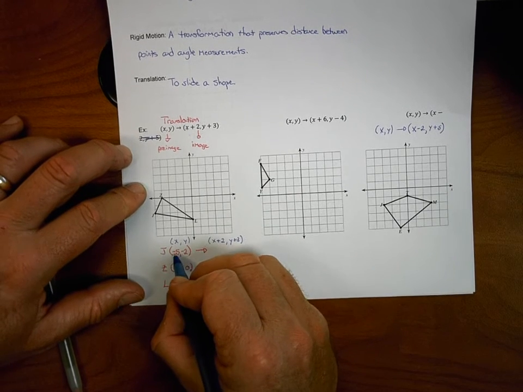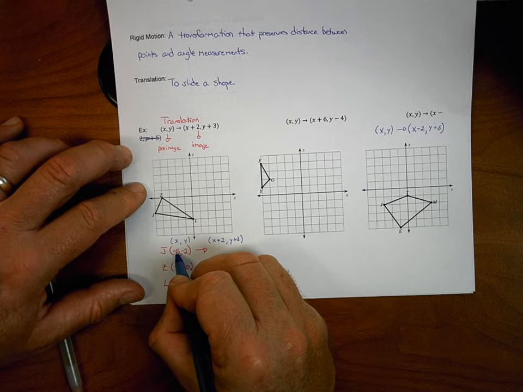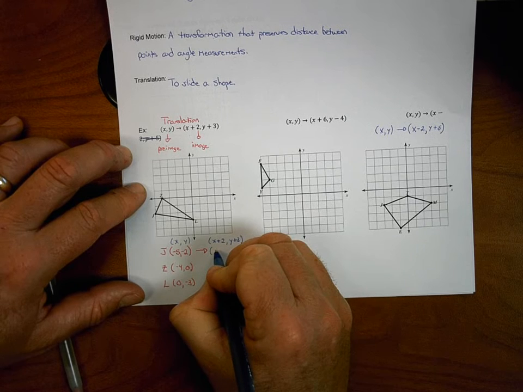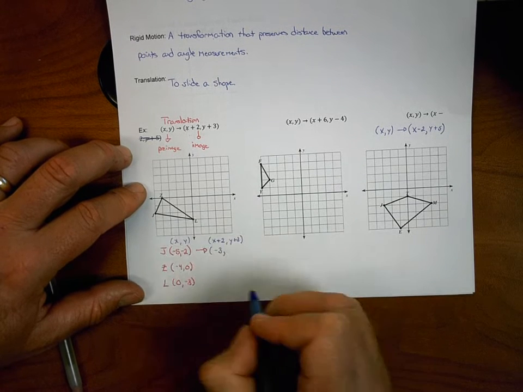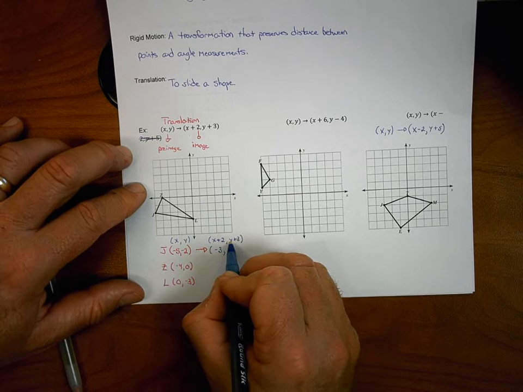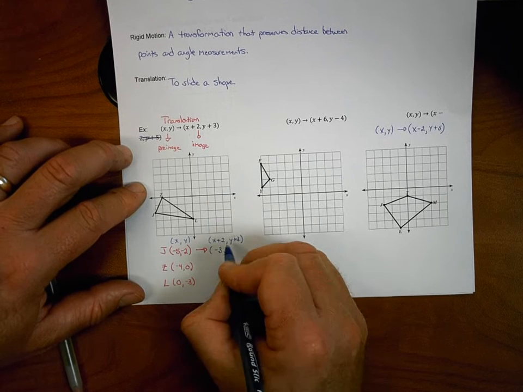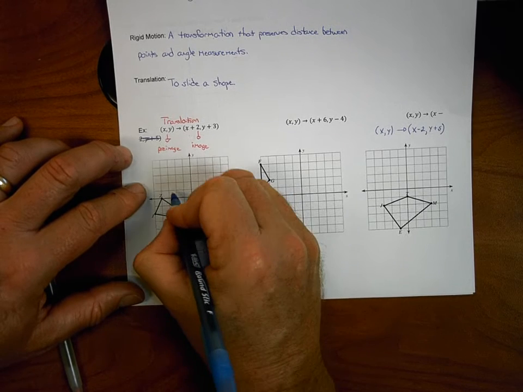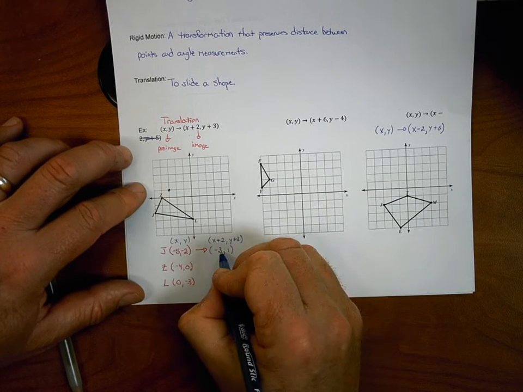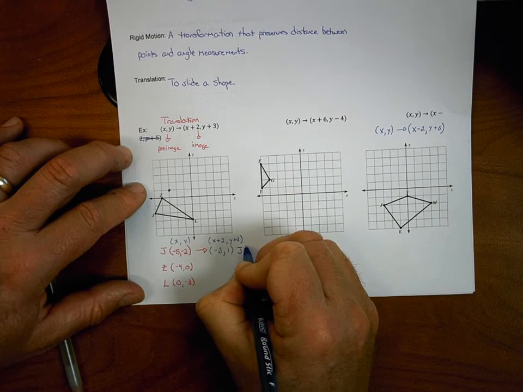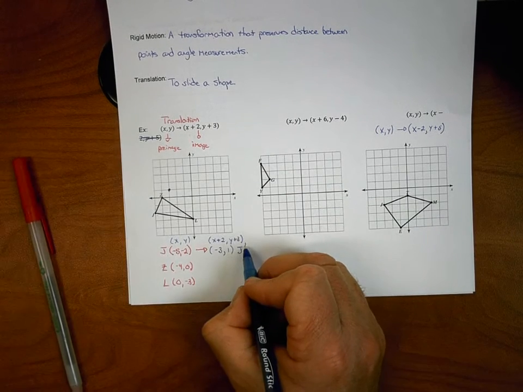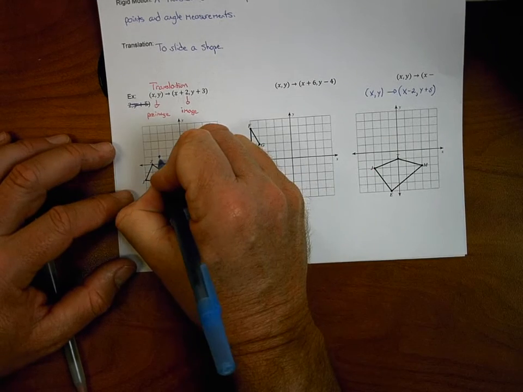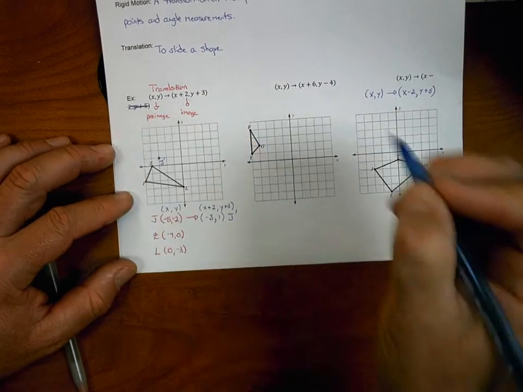So if you notice, J's x value is negative 5. So we're going to take negative 5 and add 2 to it. So that would map it to negative 3. Then we're going to take the y value, which is negative 2 for J, and add 3 to it. So that would be positive 1. And then we're going to plot this point, negative 3, positive 1. This is going to be J, and then we're going to put this little symbol above it, and the way we read that is J prime. So J prime is going to have the coordinates of negative 3, positive 1.